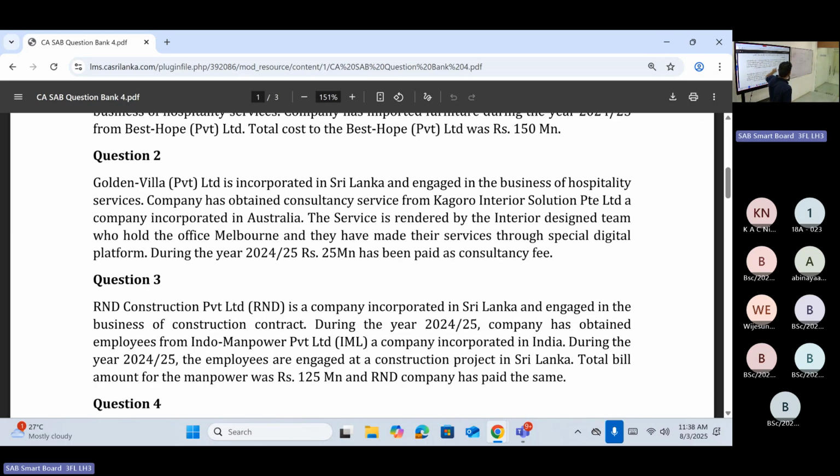Second thing, another one. Godinla Private Limited is incorporated in Sri Lanka and engages in the business of hospital services. The company has obtained consultant service from Kagro Interior Solution Pty Limited, a company incorporated in Australia. The service is rendered by the interior design team who hold the office in Melbourne, and they have made their service through a special digital platform. During the year 24-25, 25 million has been paid as consultancy fee.